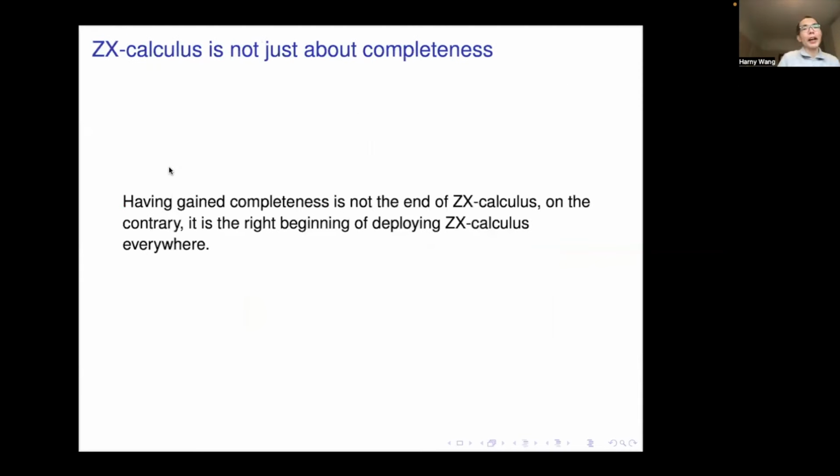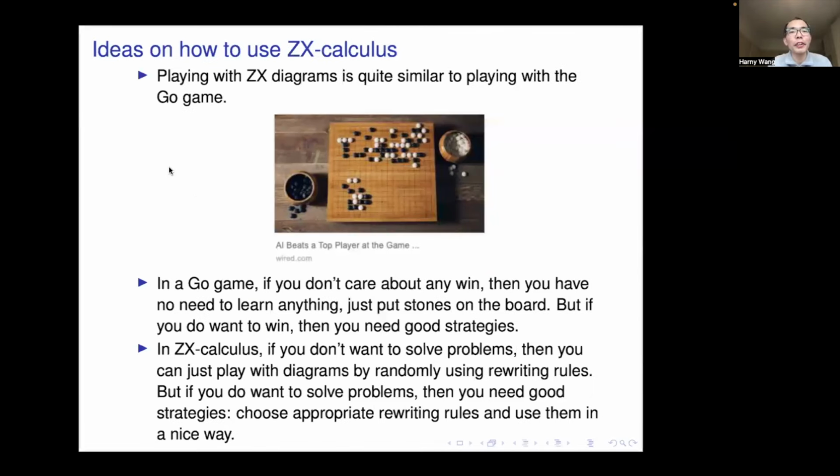So the problem is how do we apply ZX calculus? How do we apply it? If it is not very useful, then why should we care? It's just like a math game, right? So we need to know how to apply it. But before we know how to apply it, technically, we want to know the general idea, right?